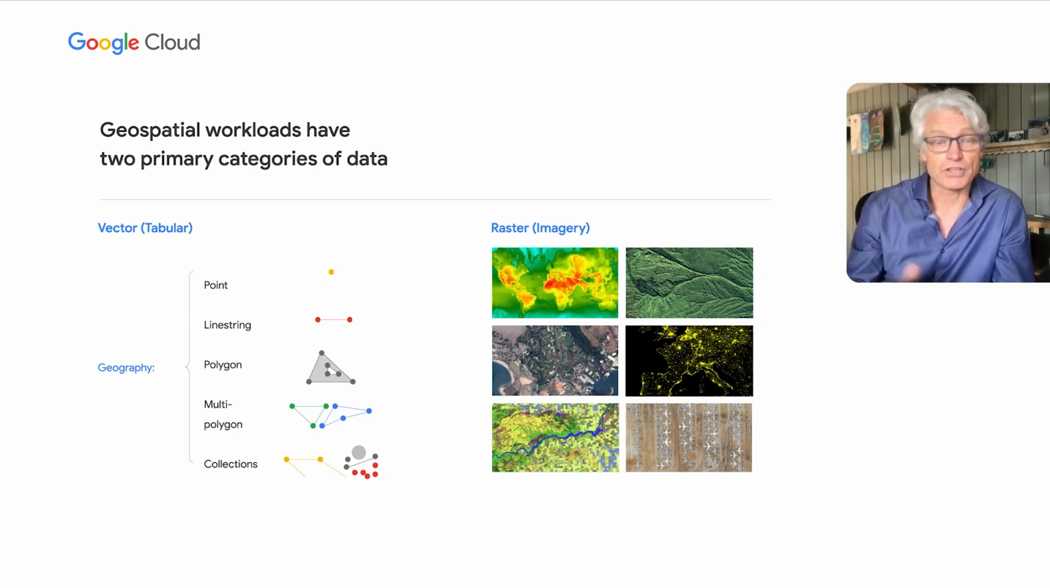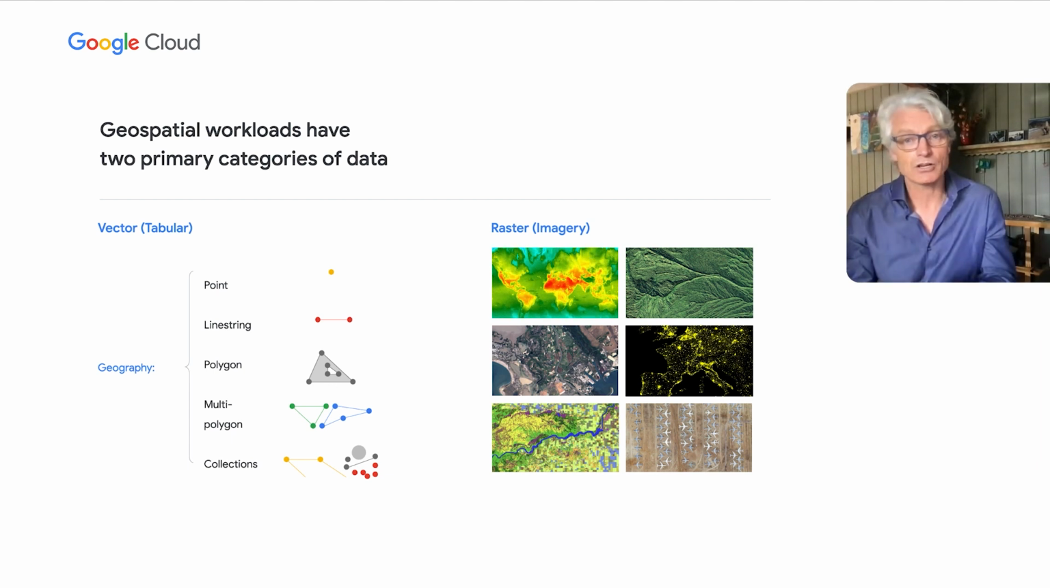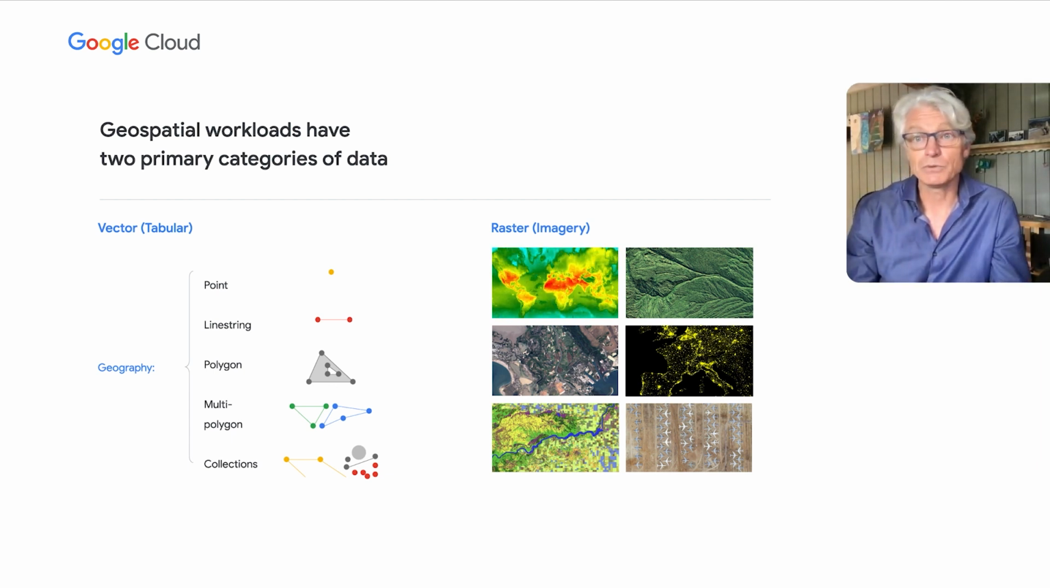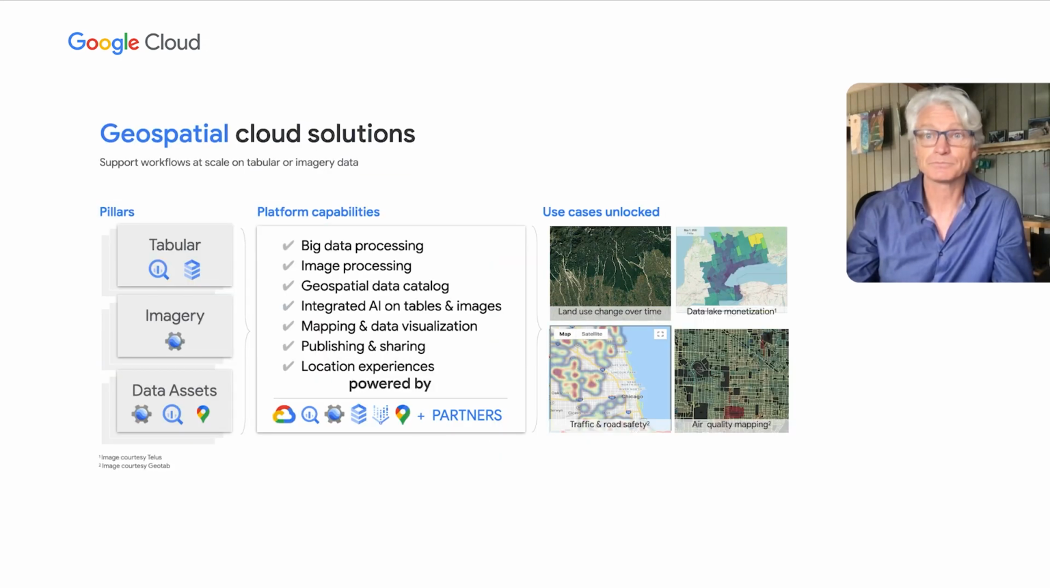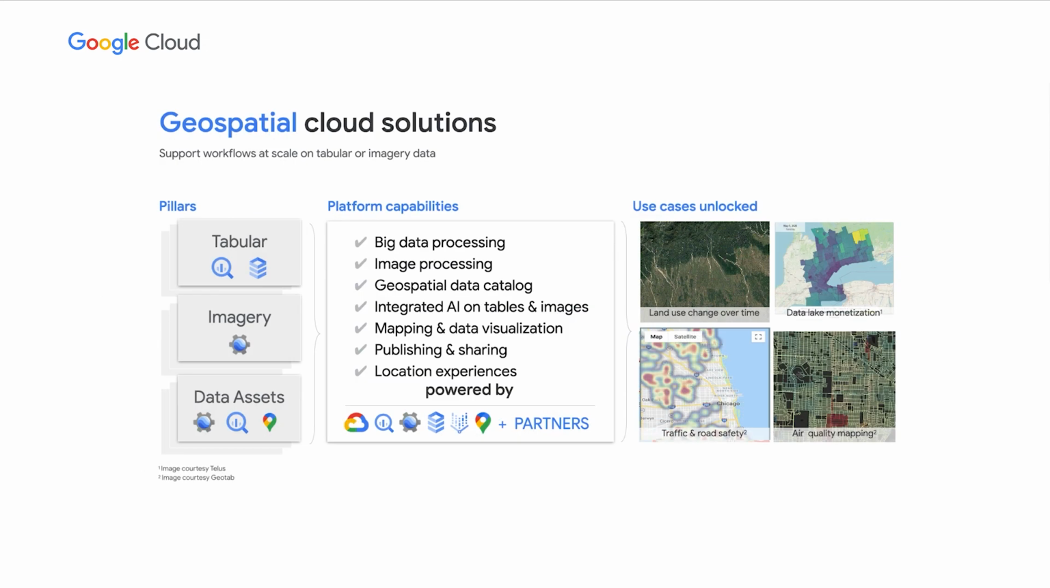The other category is raster. And so these are visual images, as you see with the 5 of the tiles here, or you can have a data grid, as you see in the top left. And so when we're designing our geospatial cloud offering, we thought hard about the workloads that use these two different categories of data. And we tried really hard to align our products to manage and work with those categories.